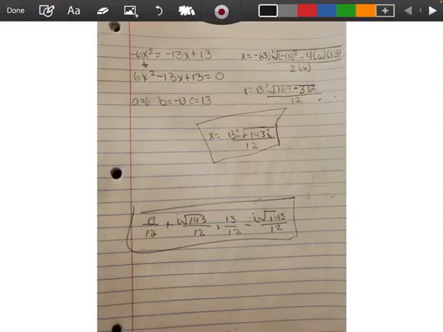Problem here out of 1.4, and we're supposed to be solving this equation right here. So the student already kind of did it. They just had a couple of questions, so I want to go over this for us, okay? So I'm going to rewrite the problem on my next slide. So let's see, negative 6x squared equals negative 13x plus 13.